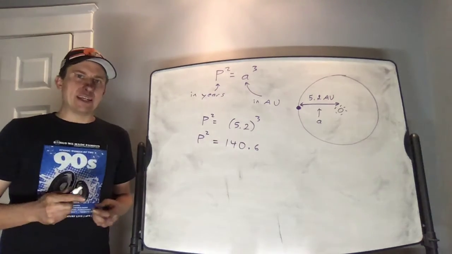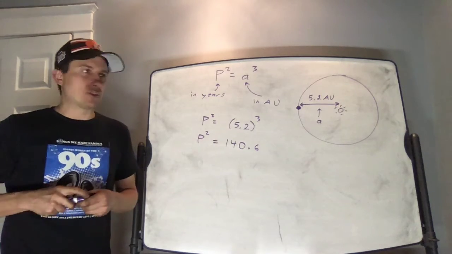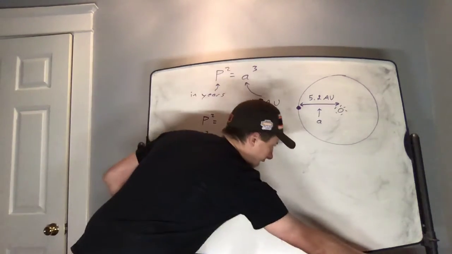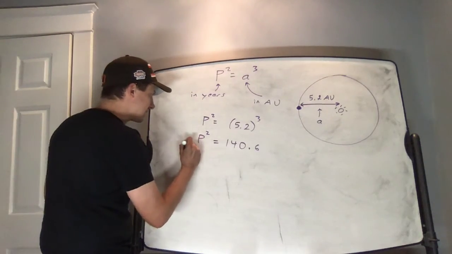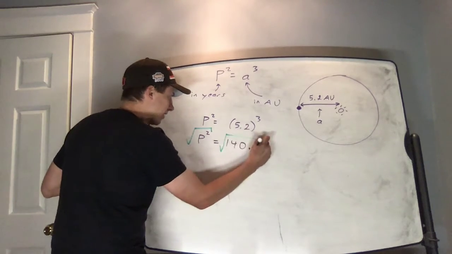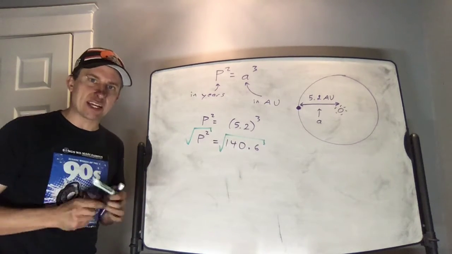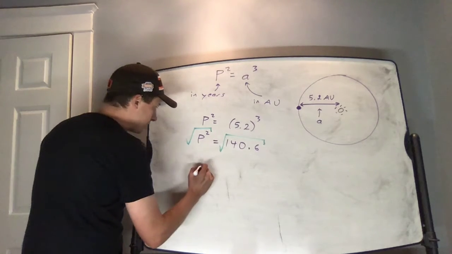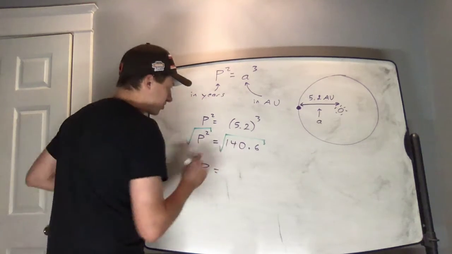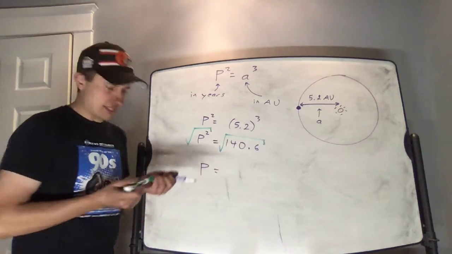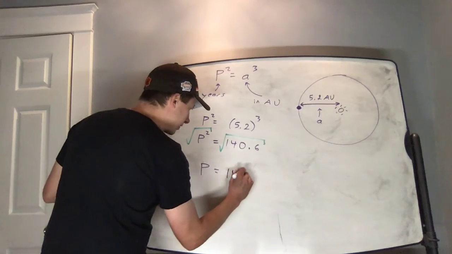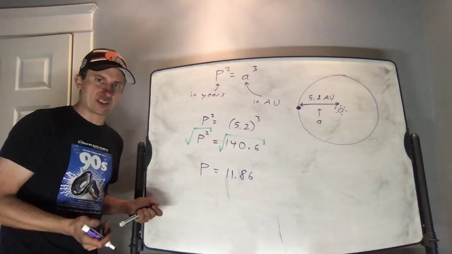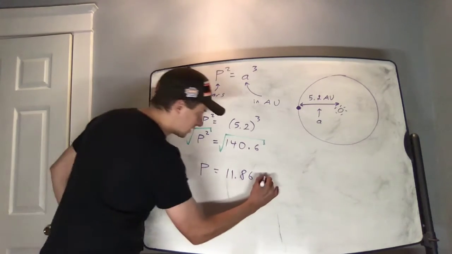What we want, though, is P by itself. We want the amount of time it takes Jupiter to orbit the Sun. So to get rid of this square, I will have to take a square root of both sides. If I do something to the left-hand side, I have to do the same thing to the right-hand side. When I take the square root of P squared, I will have P all by itself. When I take the square root of 140.6, I get 11.86. So I find that the amount of time it takes Jupiter to orbit the Sun once is just under 12 years.